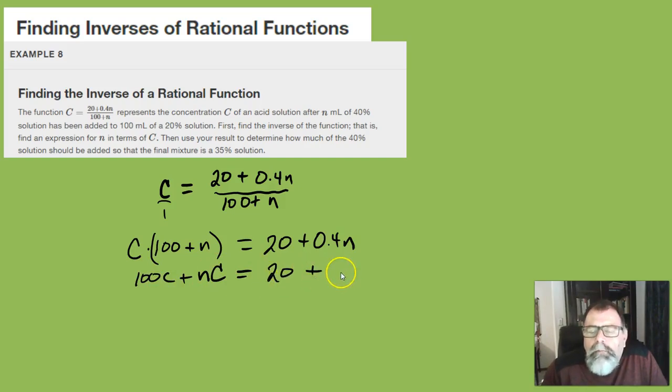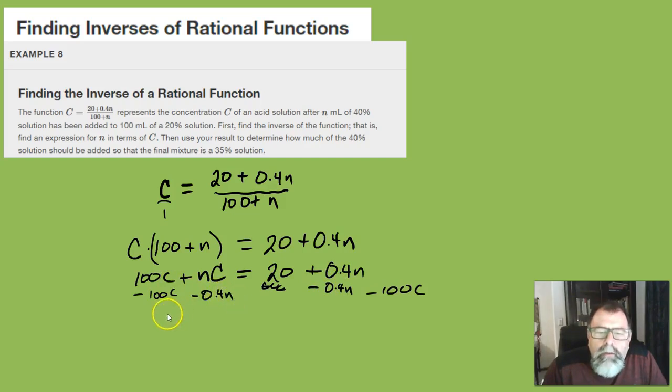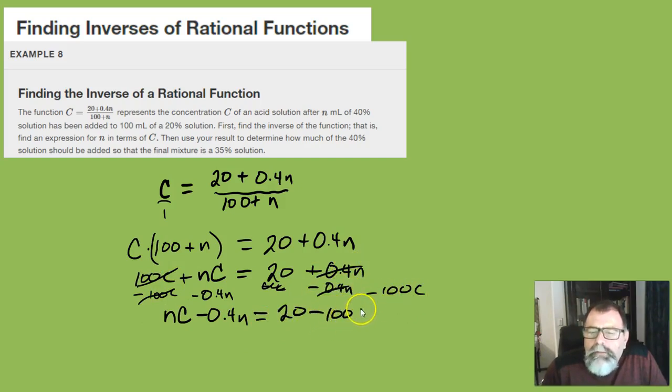We want to get N by itself, so we want all the N terms together on one side and everything else on the other side. So I'm going to subtract 100C, and subtract 0.4 N. So I have NC minus 0.4 N. Those cancel, and then I have 20 minus 100C.